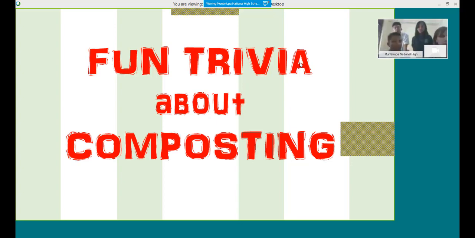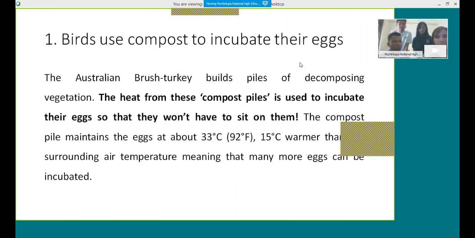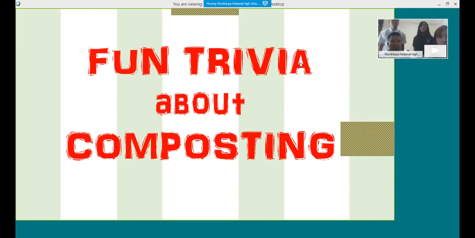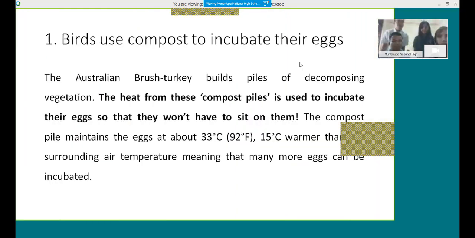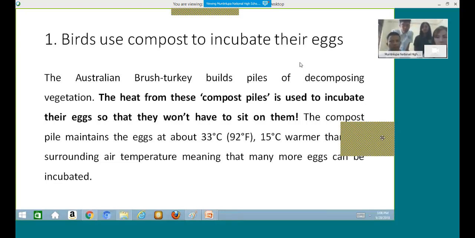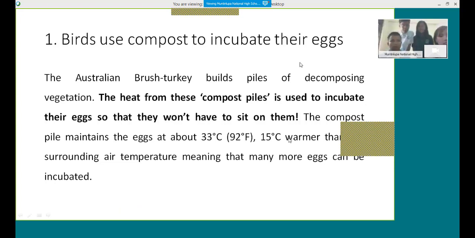These are the fun trivia about composting. Just some interesting facts you would like to know. Birds use compost to incubate their eggs. The Australian brush turkey builds piles of decomposing vegetation. The heat from the compost is used to incubate their eggs so that they won't have to sit on them. The compost pile maintains the eggs at about 30 degrees Celsius or 92 degrees Fahrenheit.